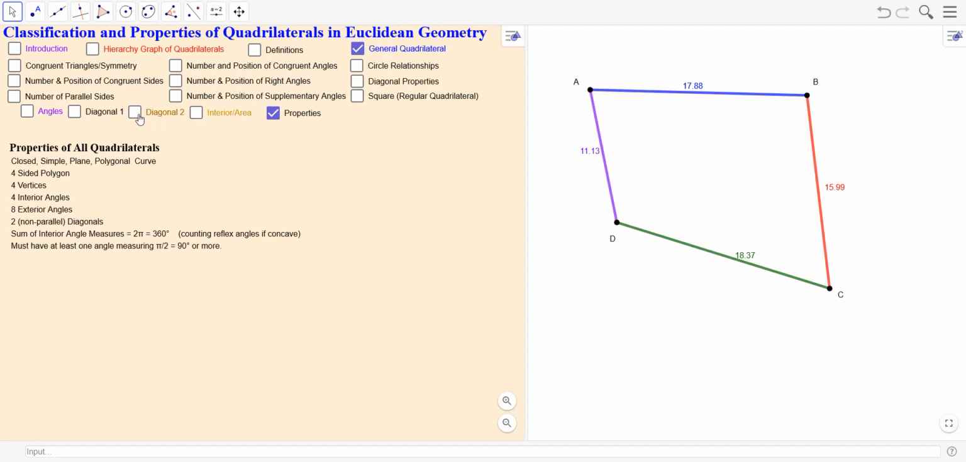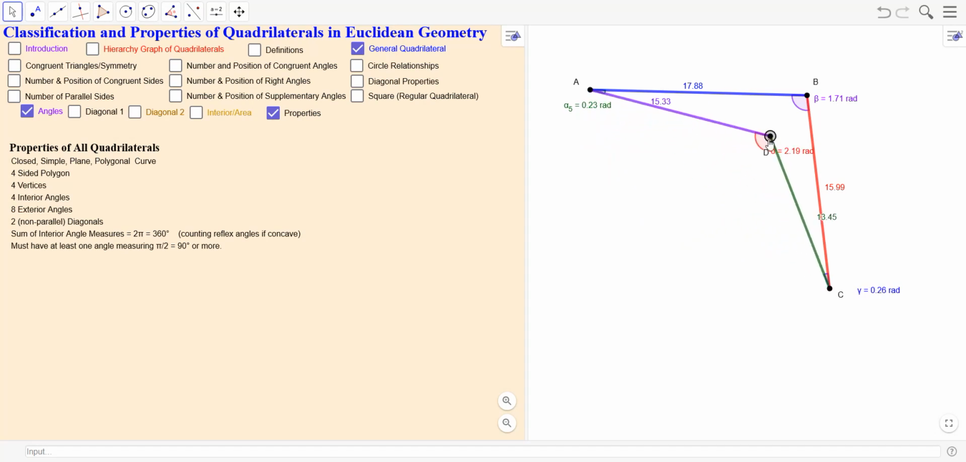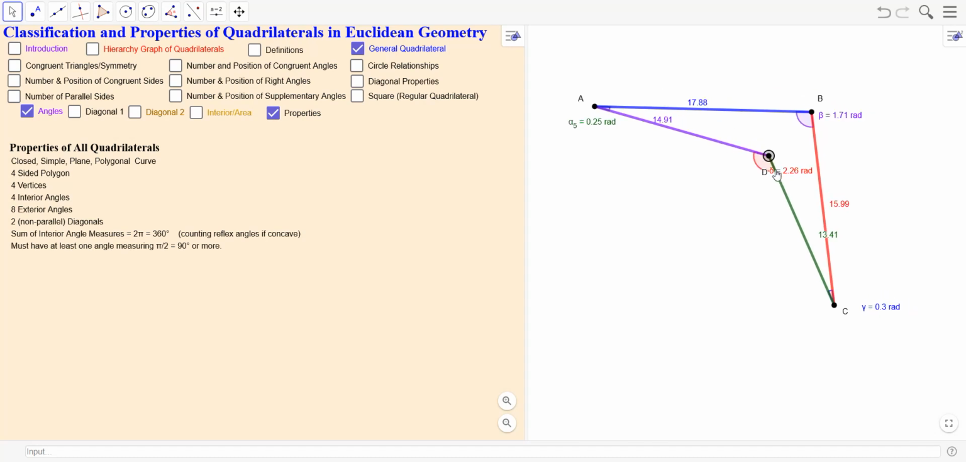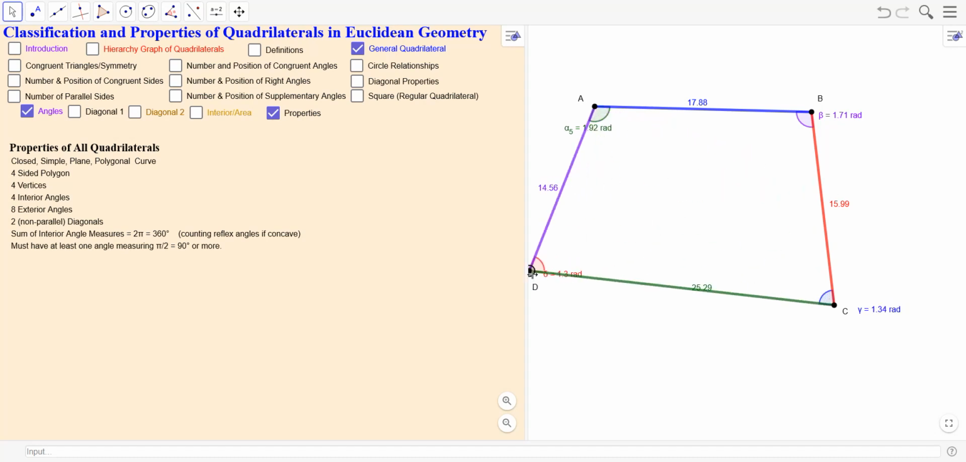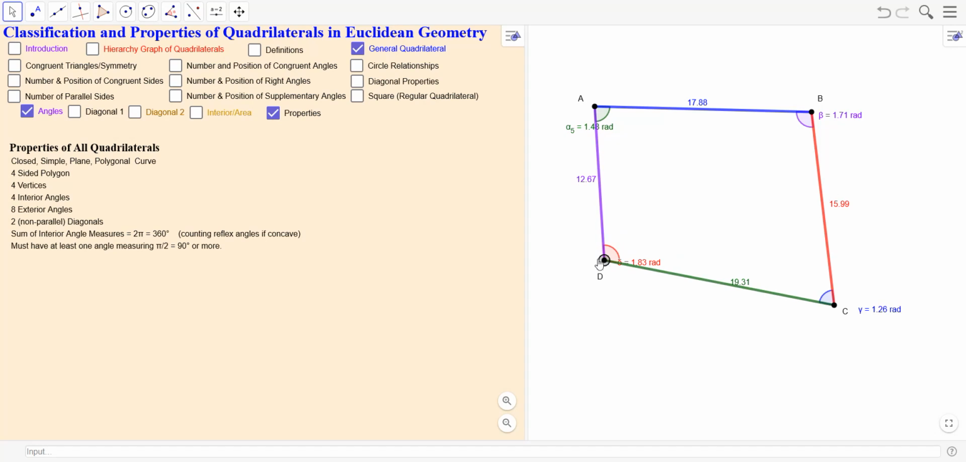If it is concave like this, then that's not completely true. If you add these four up, you do not get 2 pi. But if you measure this angle here as a reflex angle, measure it around this way as 2 pi minus this angle here, so 2 pi minus 2.26 radians, and then add the four angles up that way, it still comes out to be 2 pi. So that's if you count those as reflex angles.